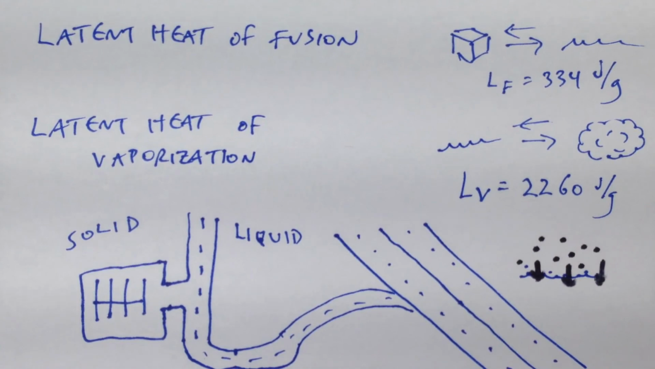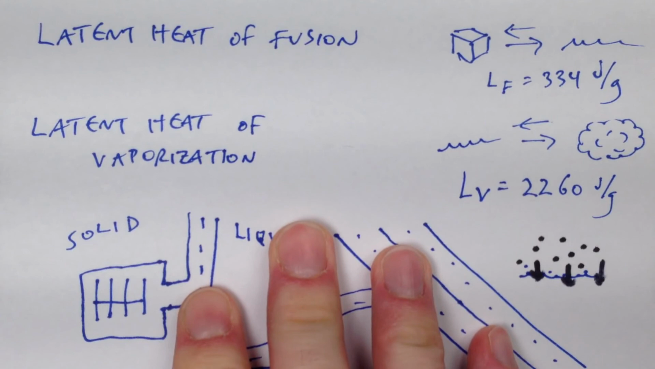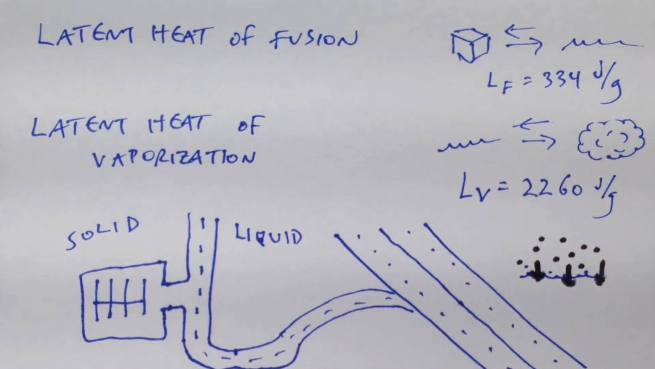Okay, well, if this explanation was total nonsense to you, don't worry about it. Just latent heat of vaporization, there's the number. Let's do a math problem.